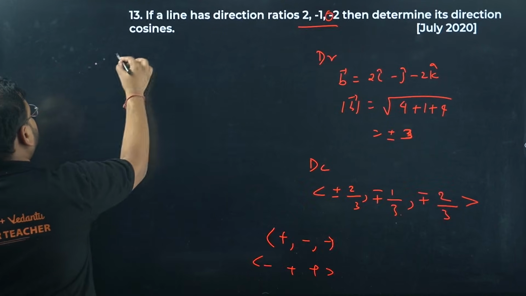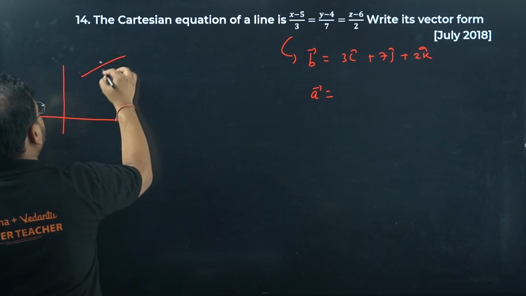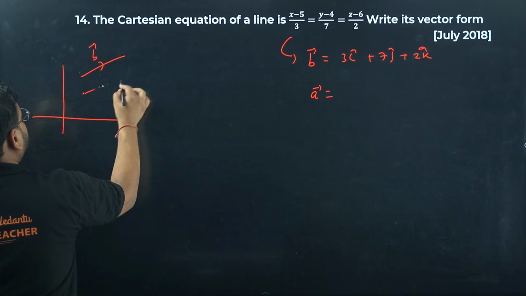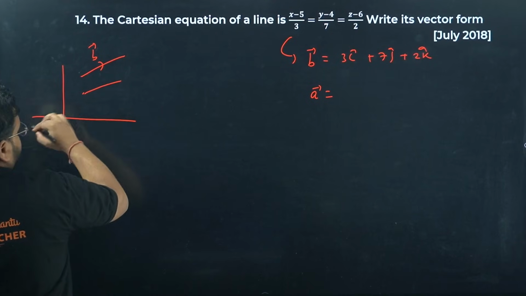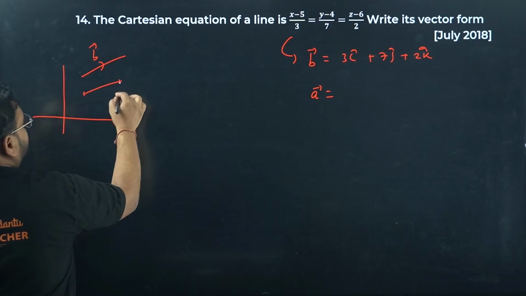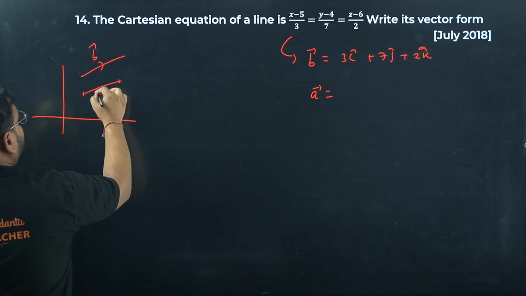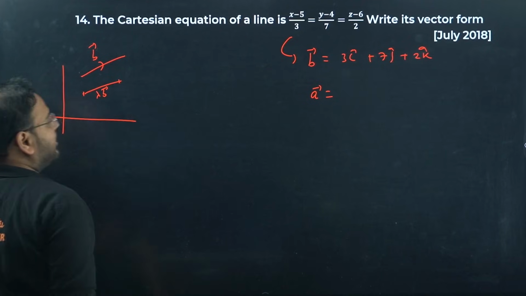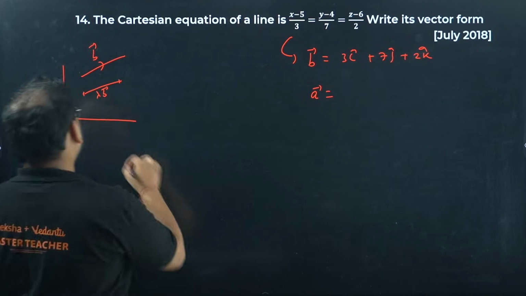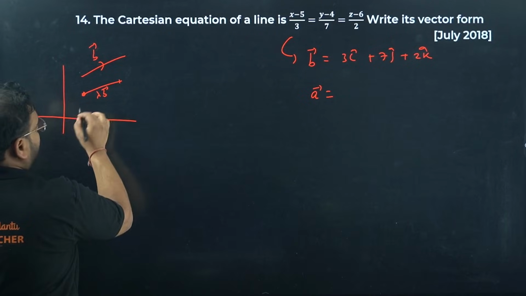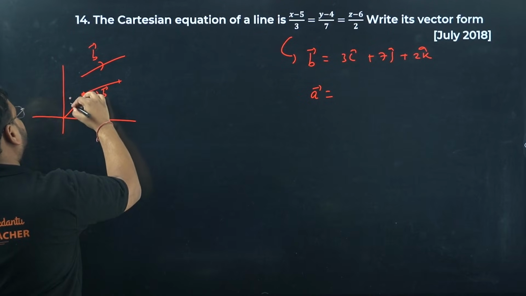So let's say this is the vector B, and this is the required vector A. Then this will be parallel to this. It will be lambda times vector B. That's what it is parallel to, and this point represents the point it passes through. So this will be your OA vector, or vector A.